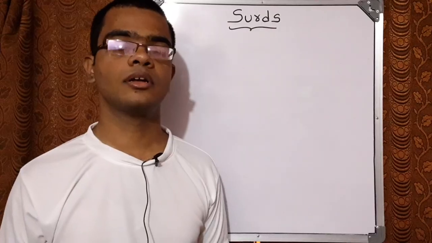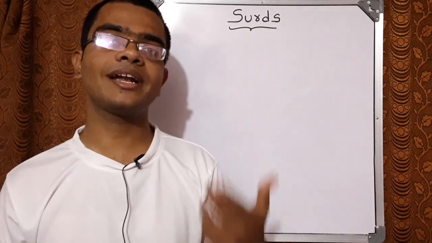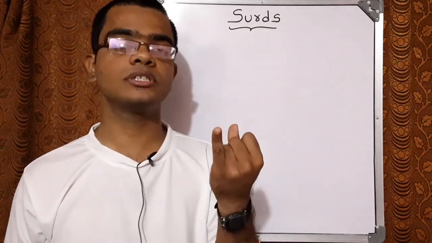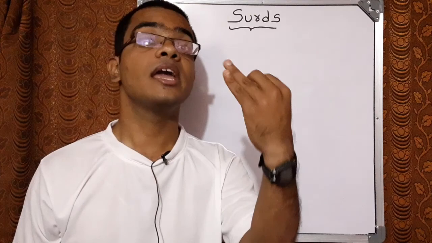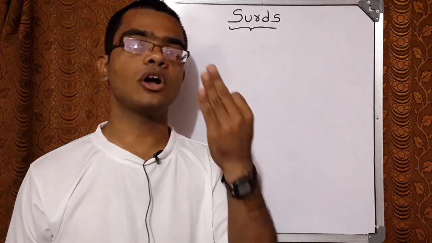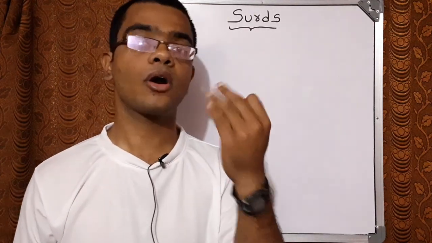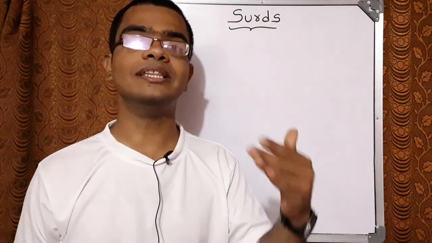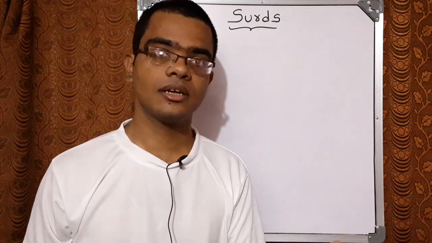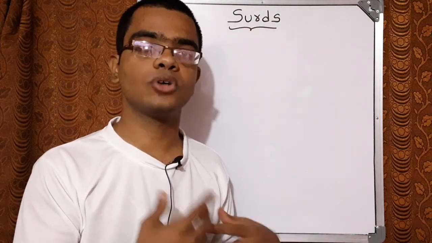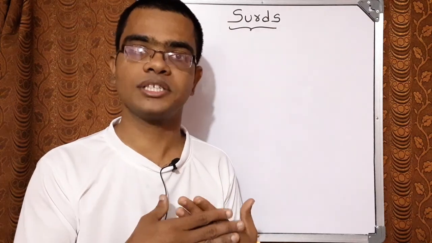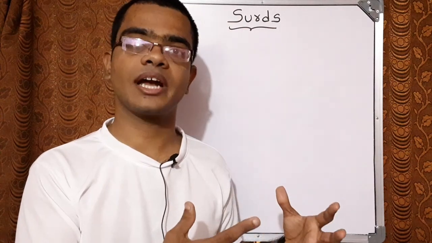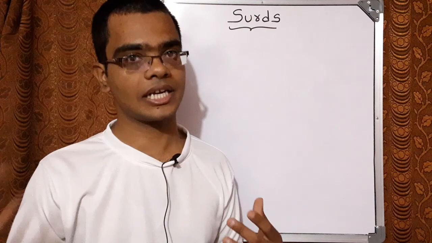Okay students, see different types of surds are there. We have a pure surd, a mixed surd, a compound surd, we also have conjugate surds. So in this kind of surds, we are going to see different types of rational numbers and irrational number combinations, and about the different kinds of surds we are going to see in our next video.